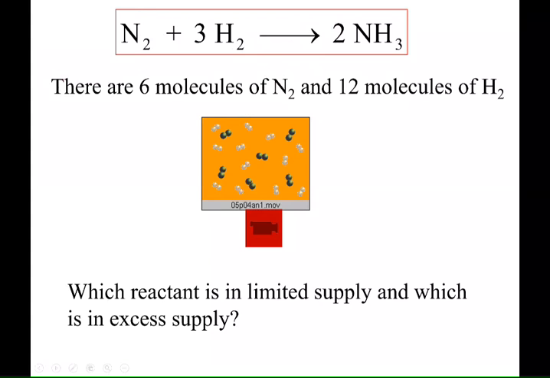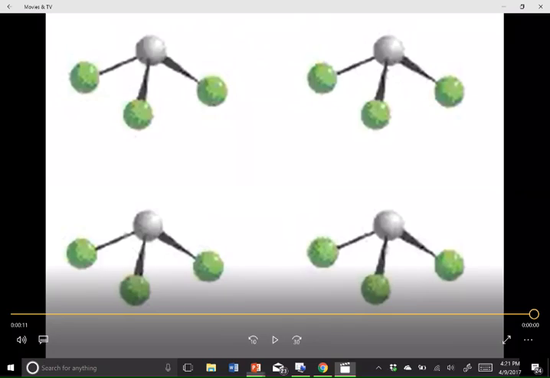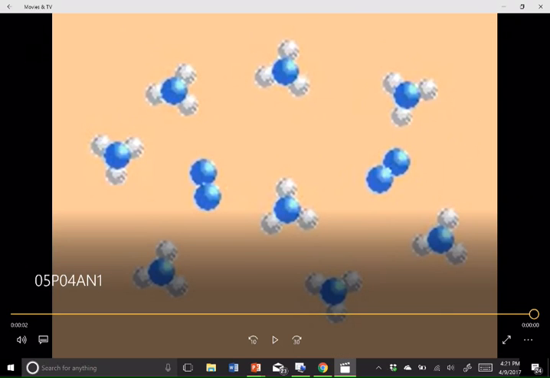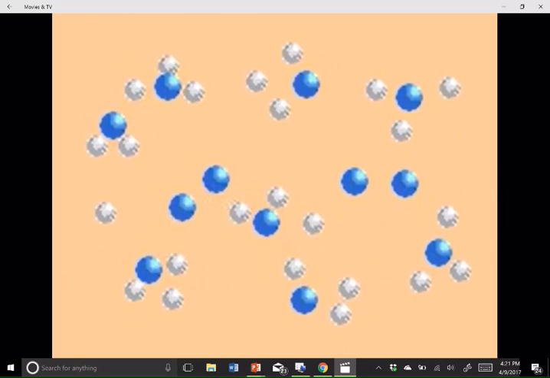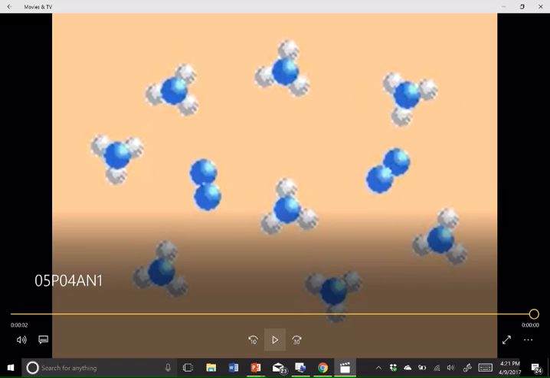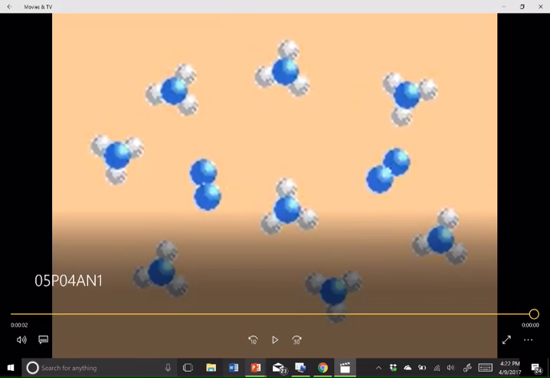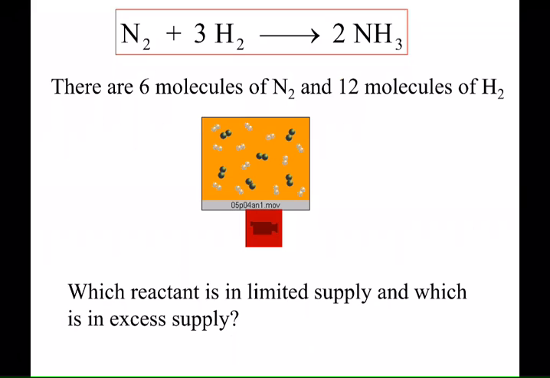Now in this animation, keep in mind that the white balls are your H2s, and your blue balls are your N2s. Do you see where N2 was in excess and H2 is in limited supply? Very good.